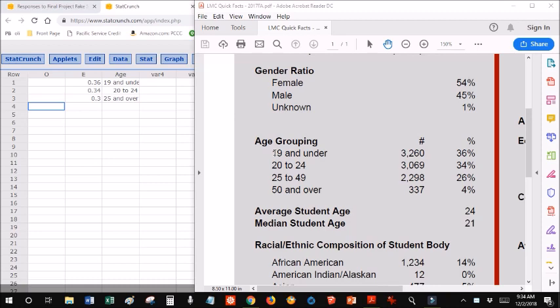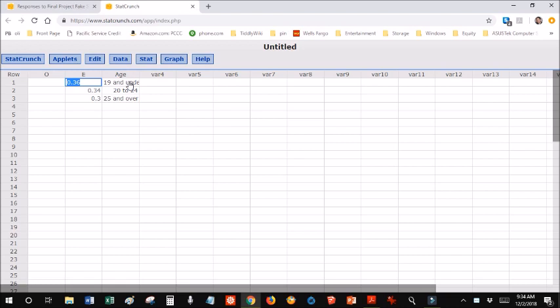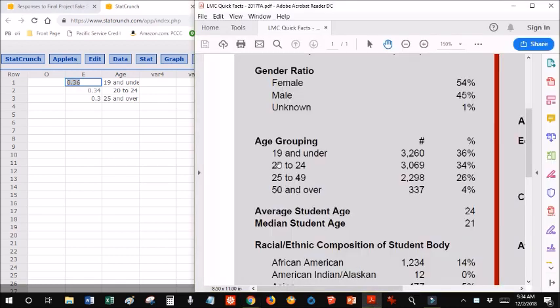From the LMC 2017 Quick Facts, I have 19 and under is expected to be 36%, 20 to 24 is expected to be 34%. 25 to 49 is 26%, and I'm going to combine that with 50 and over, which is 4%, so 25 and over is going to be 30%.